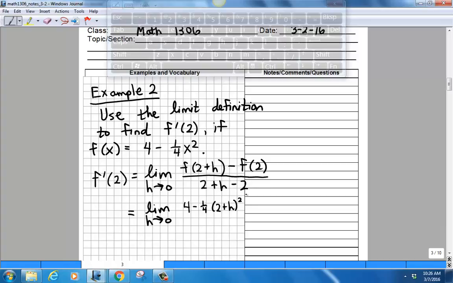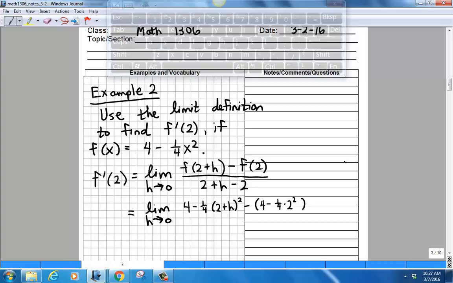Now let's do f of 2. Well, that's pretty easy, right? Remember, put that in parentheses, though, because you're subtracting that entire quantity f of 2. So when you plug 2 in here, what do you get? You get 4 minus 1/4 times 2 squared. I'm just going to plug 2 in for x into my formula. All of that is f of 2.